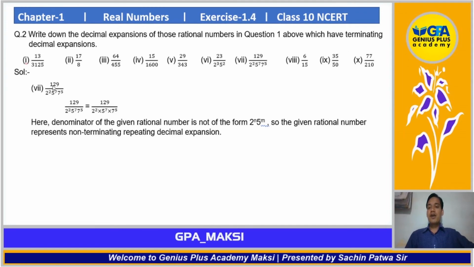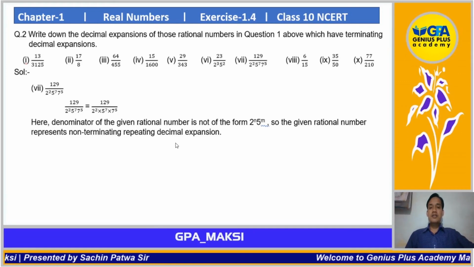Question number 7 is 129/343. The denominator is 2 raised to 2, 5 raised to 7 and 7 raised to 5. Now it is not in the form 2 raised to n 5 raised to m because one extra number is there, 7 raised to 5. So here the denominator of the given rational number is not of the form 2 raised to n 5 raised to m. So the given rational number represents a non-terminating repeating decimal expansion. Pause the screen and note it.